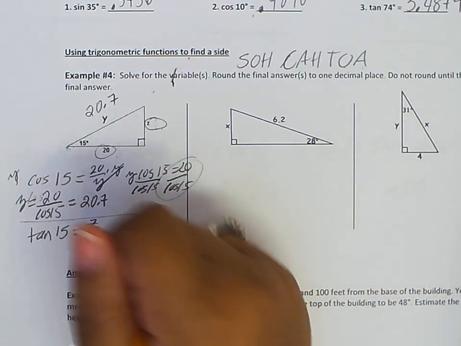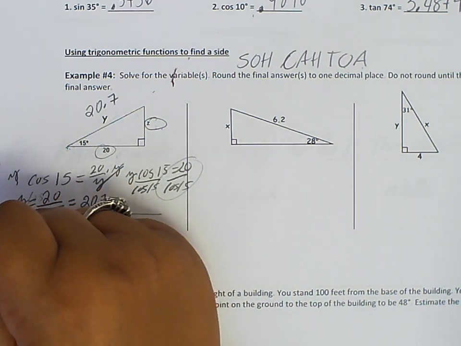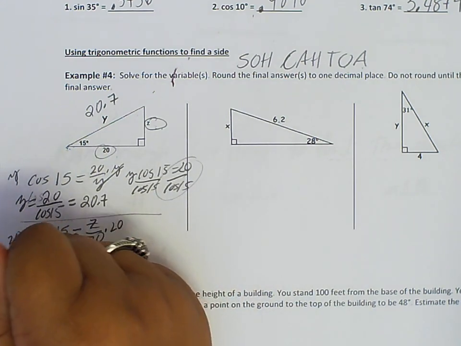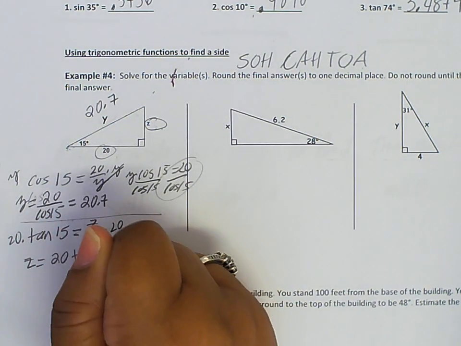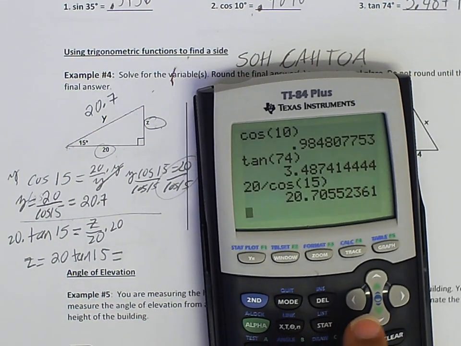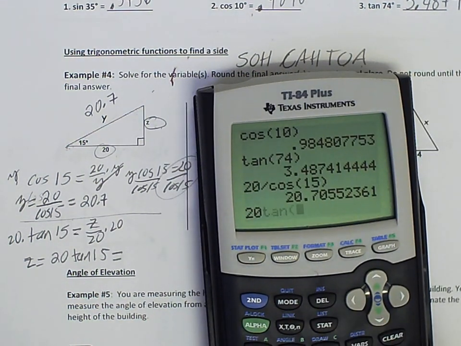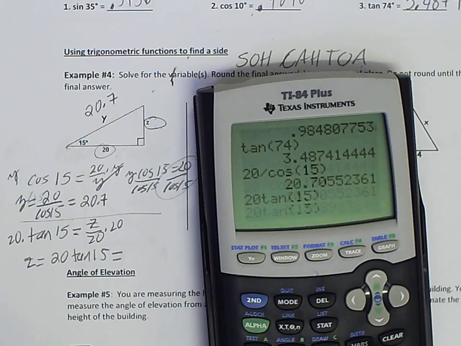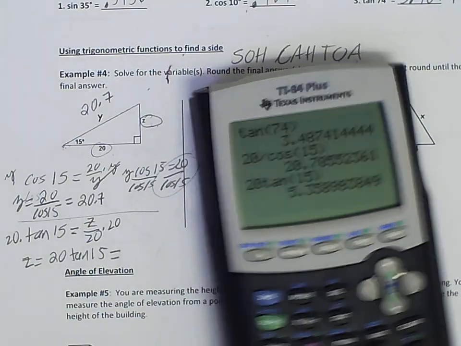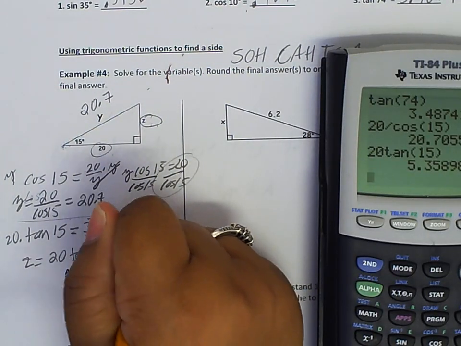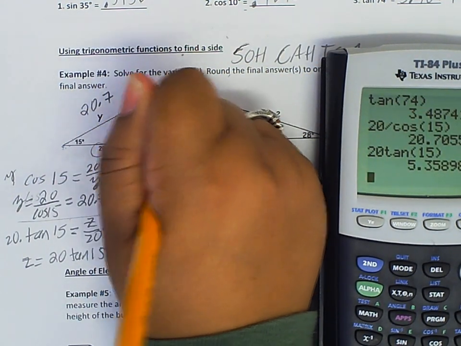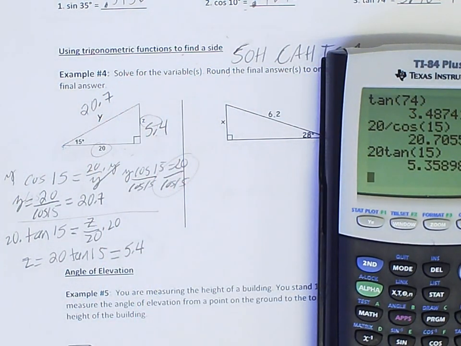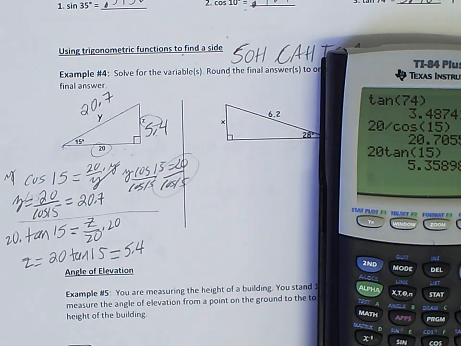Again, I want to get z by itself, so I'm going to multiply both sides by 20. This one's a little bit easier to do. So to get z by itself, I'm going to just type in 20 tan 15. So get your calculators out, type that in, 20, and then tan 15. And that turns out to be 5.4. So these aren't really that much difficult. You just have to think about what trig function you're going to use.